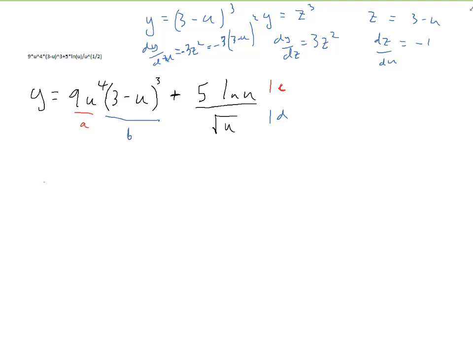So A times B first. A is equal to 9u power 4, B is equal to 3 minus u to the power 3, so A dashed is equal to 36u power 3, and B dashed, got from up here, is minus 3 minus u squared.